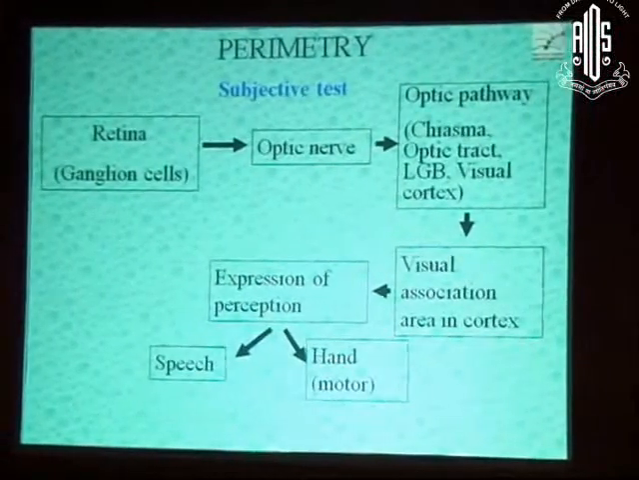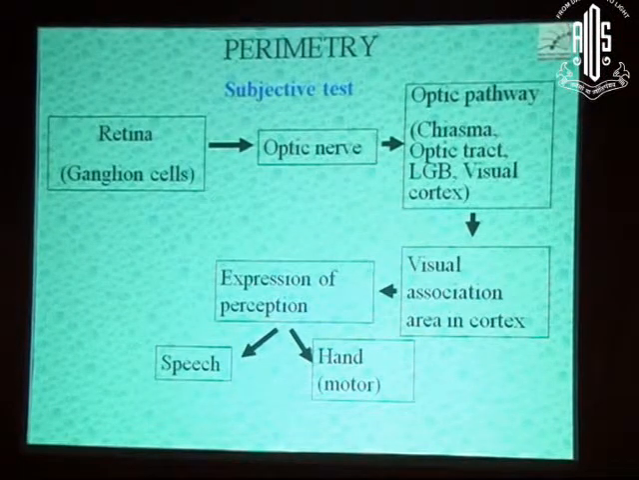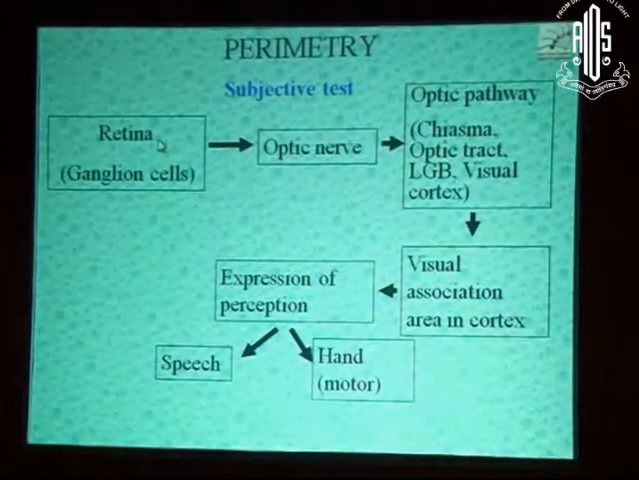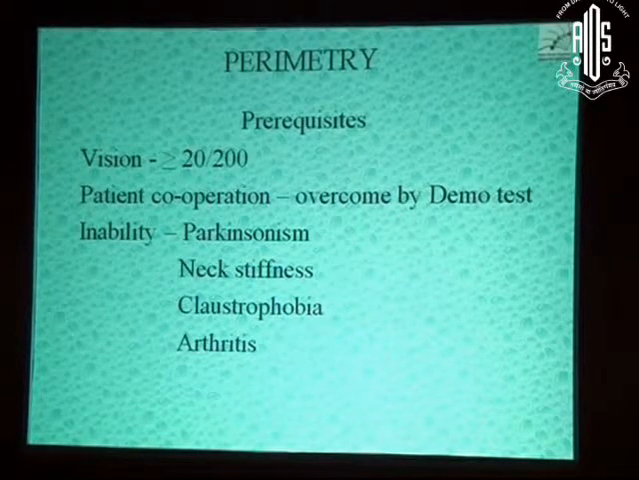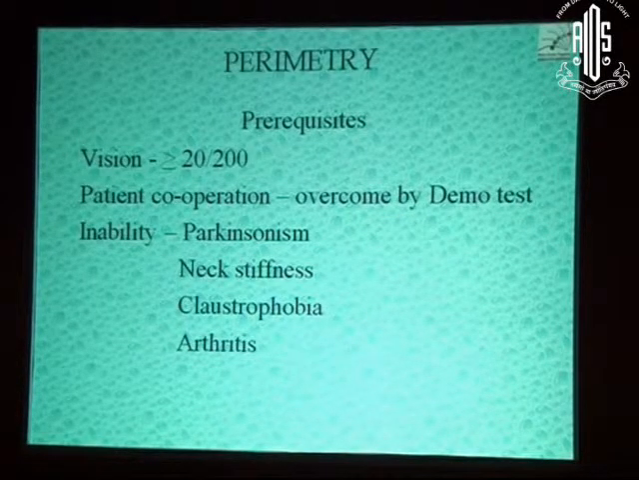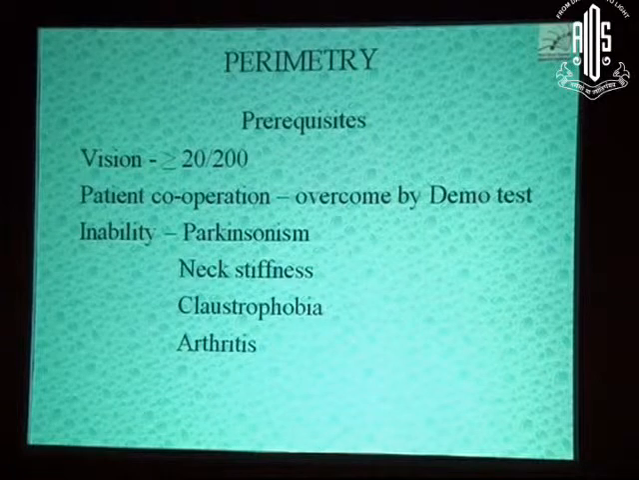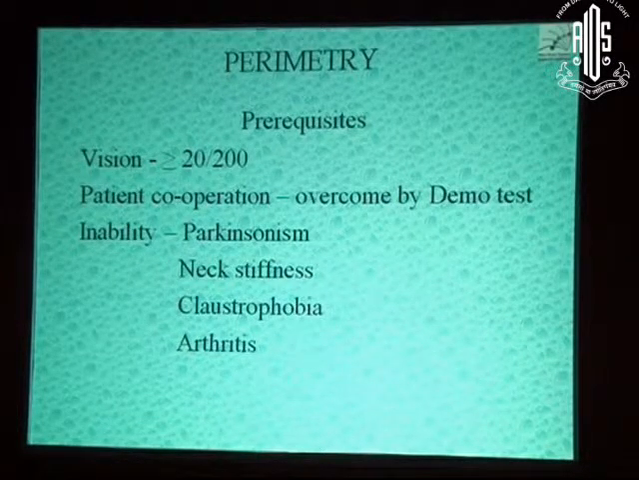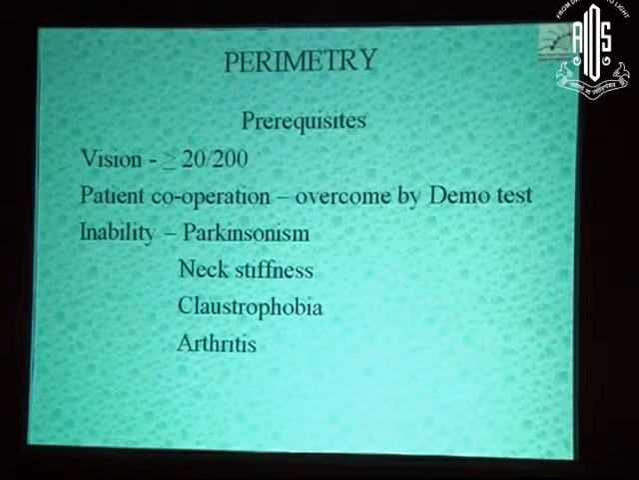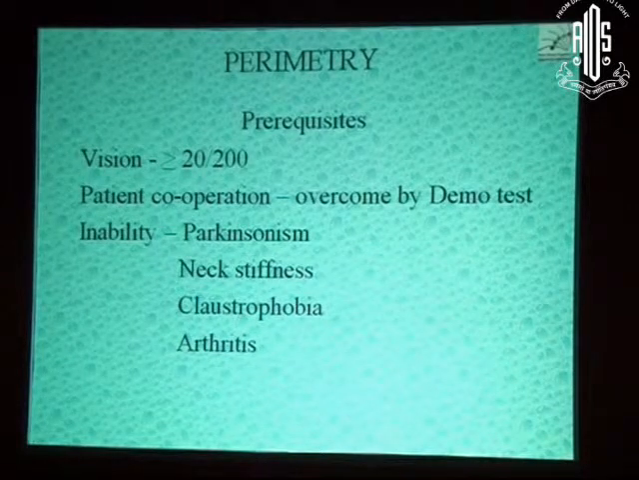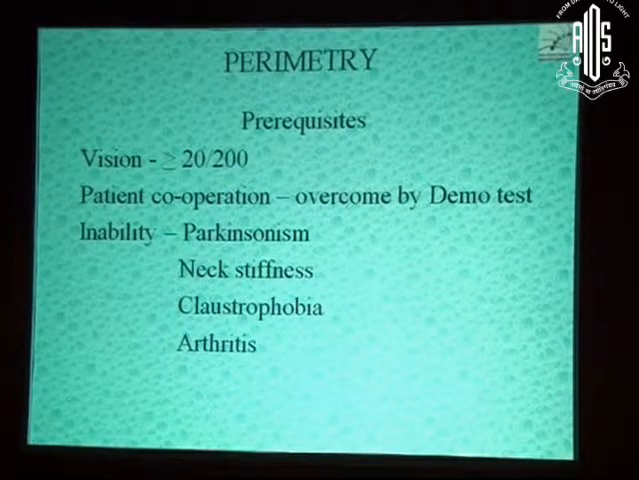Perimetry itself needs a degree of psyche. At the same time, there should be an intact neural pathway from the retina right up to the motor centers. So there are some prerequisites for doing the perimetric test. Better to have visual acuity at least 20/100, and you need the patient's cooperation, without any disability like Parkinsonism, neck stiffness, claustrophobia and arthritis. The reason I am saying this is that before ordering the perimetric test, you should think whether the patient can cooperate, or whether the patient's vision is such that the patient can do the visual field test.